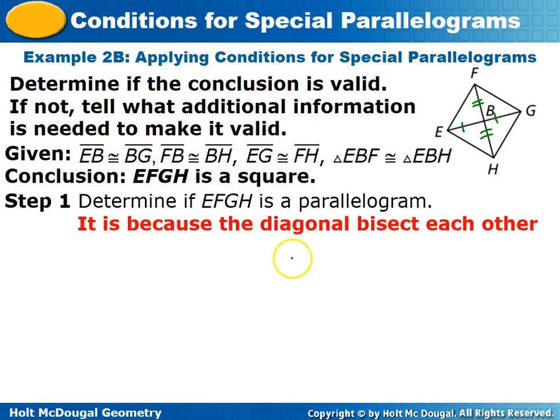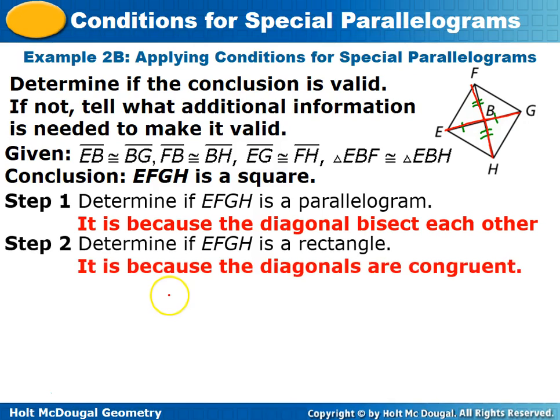The next one says, is it a rectangle? Well, let's see what other information is given to us here. So it says that EG is congruent with FH. Well, if that's true, and it's a parallelogram, if the diagonals are congruent and it's a parallelogram, then we can say it's a rectangle.